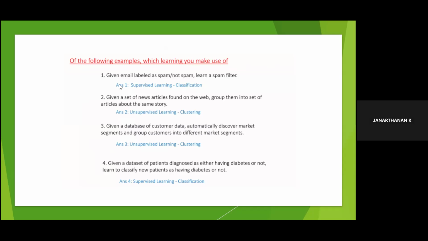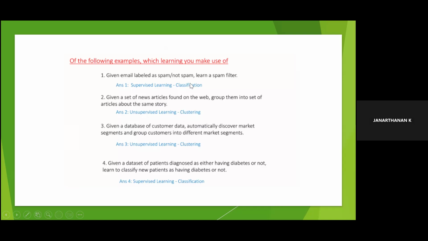So basically, you guys can see, given email labeled as spam or not spam, learn a spam filter. You've already labeled whether it is spam or not spam, so it comes under supervised learning, and it's a classification problem because you have a binary outcome, spam or not spam. Given a set of new articles found on the web, group them into sets of articles about the same story. I've not told the machine this belongs to a murder story or something. I have not trained the model. I've just given the stories to the machine, and the machine is going to group them. So it comes under unsupervised machine learning, and it is going to do clustering.